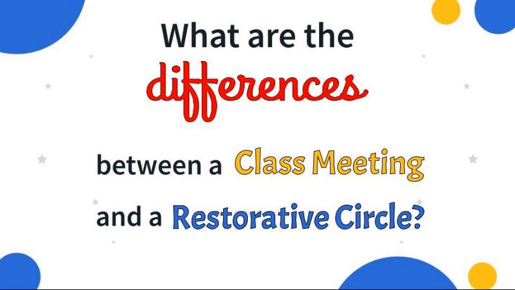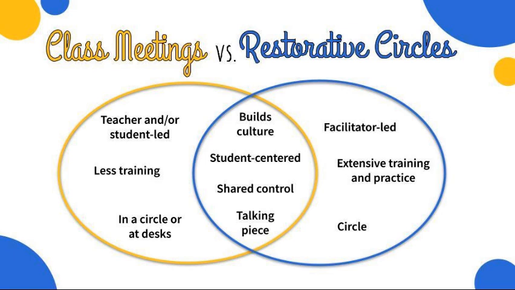Some of you might be thinking, what are the differences between a class meeting and a restorative circle? Never fear, I have this beautiful Venn diagram to make it clear. You see, class meetings are on the left, restorative circles are on the right, and the blue circle shows they both have things in common: builds culture, is student-centered, shared control, and a talking piece.